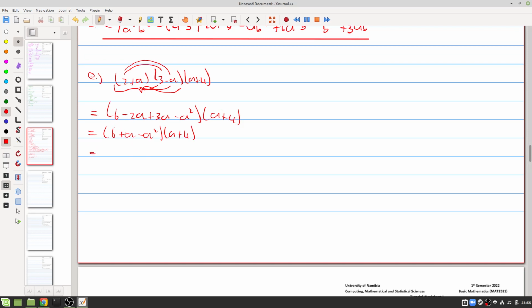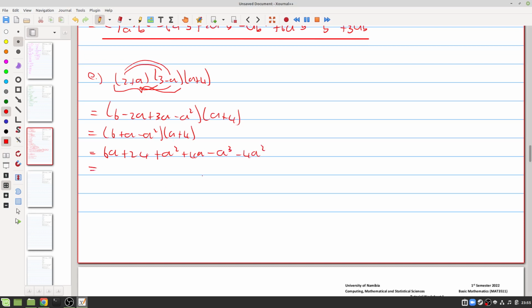Okay, now again back to taking each term here, multiplying with all the terms in the other bracket. So 6 times a, 6a. 6 times 4, 24. Now with the a times a squared... a times 4, 4a. And then with the negative a squared. So negative a squared times a, negative a cubed. Negative a squared times 4, negative 4a squared.